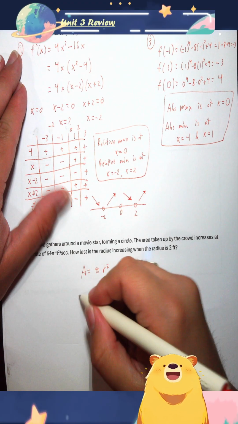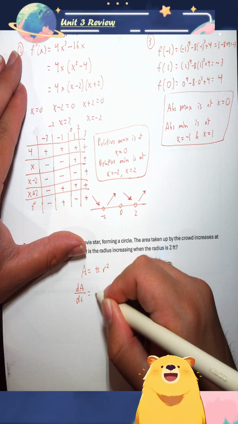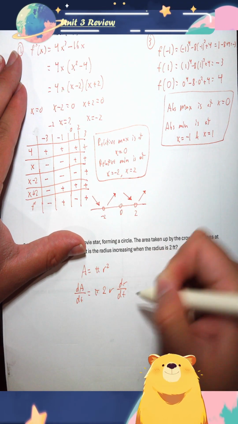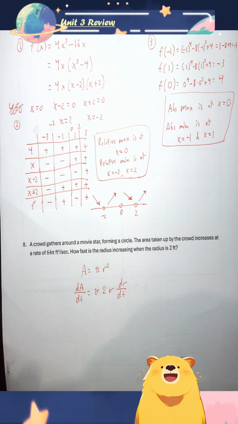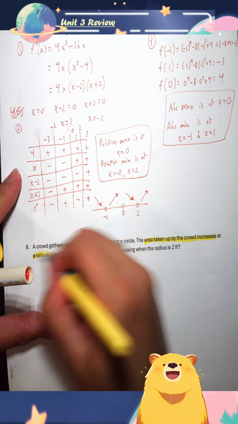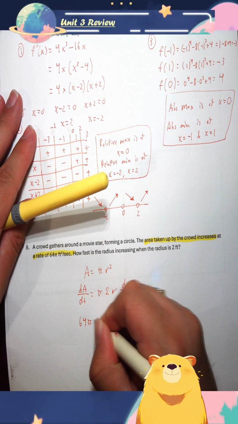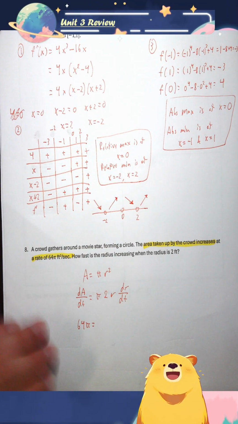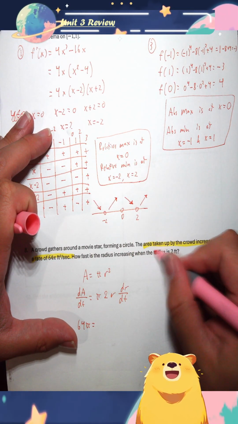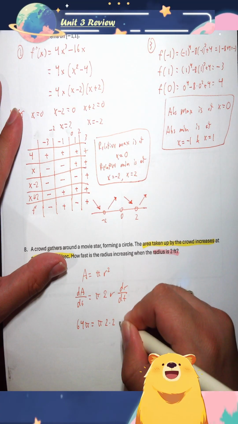Okay, so let's do a derivative with respect to time. We got dA over dt is equal to pi 2r dr over dt. Okay. Then from here we can fill in the blanks. It first says that the area taken up by the crowd increases at a rate of 64 pi. So that's going to be 64 pi. And then it was how fast is the radius increasing when the radius is 2 feet. So you want to know when it's 2 feet.